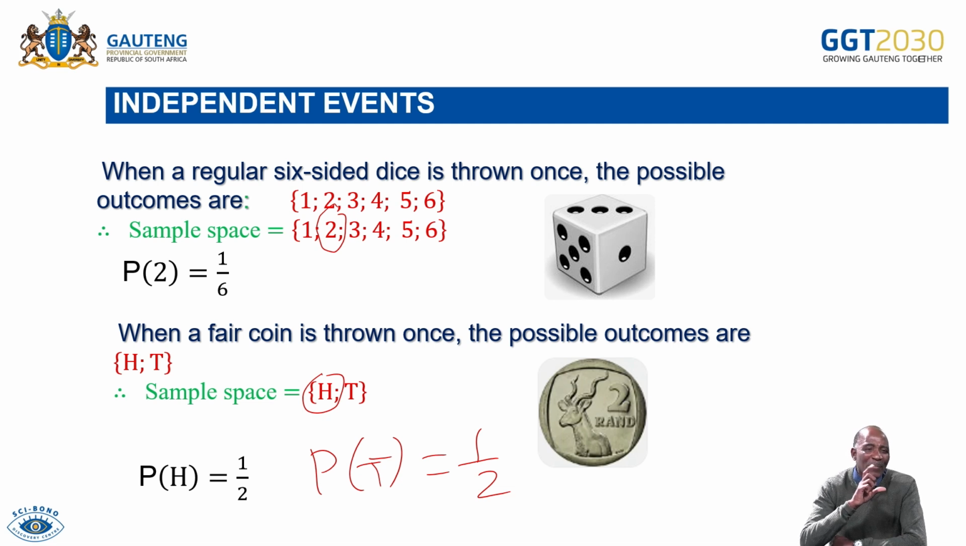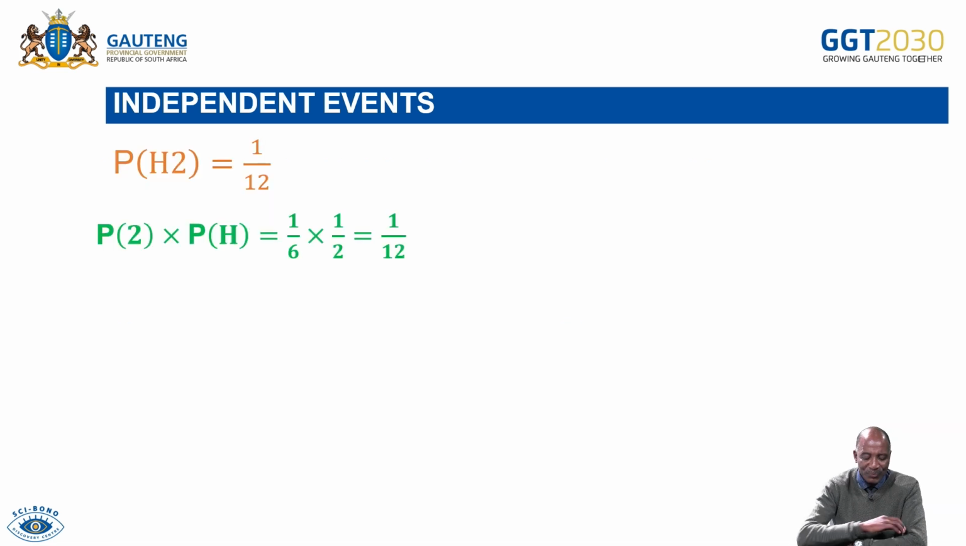Now, when we compare these two, we saw earlier on that the probability of a head and a 2 put together, the answer became 1 divided by 12. But when we look at them separately, the probability of getting a 2 from a dice is 1 divided by 6. And the probability of getting a head is 1 divided by 2. What we are realizing, therefore, is that the probability of a head and a 2 is equal to 1 divided by 12. What does this mean?